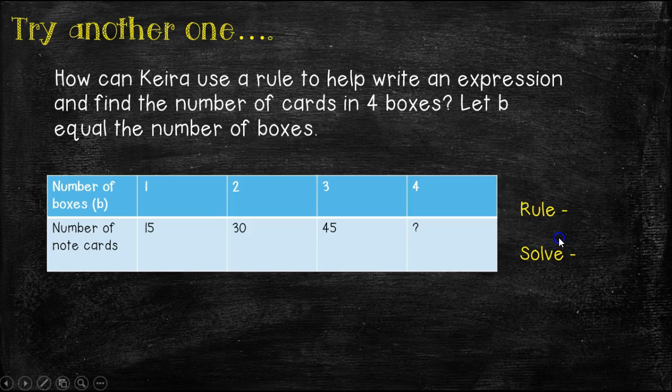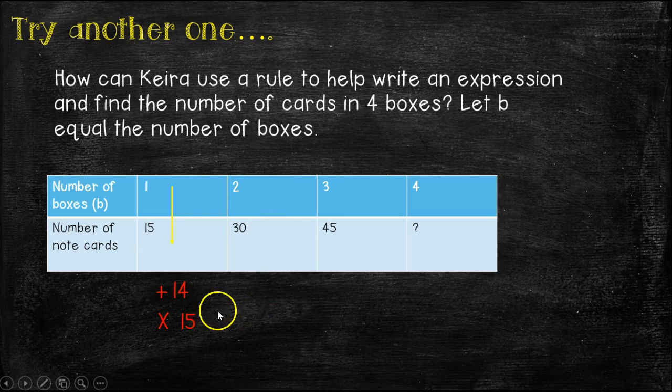If you decided that the rule would be what? Well, to get from 1 to 15, we would add 14, but we can also multiply by something. That's right, we could multiply by 15 and still get 15. 1 plus 14 equals 15, but 1 times 15 also gives us 15.